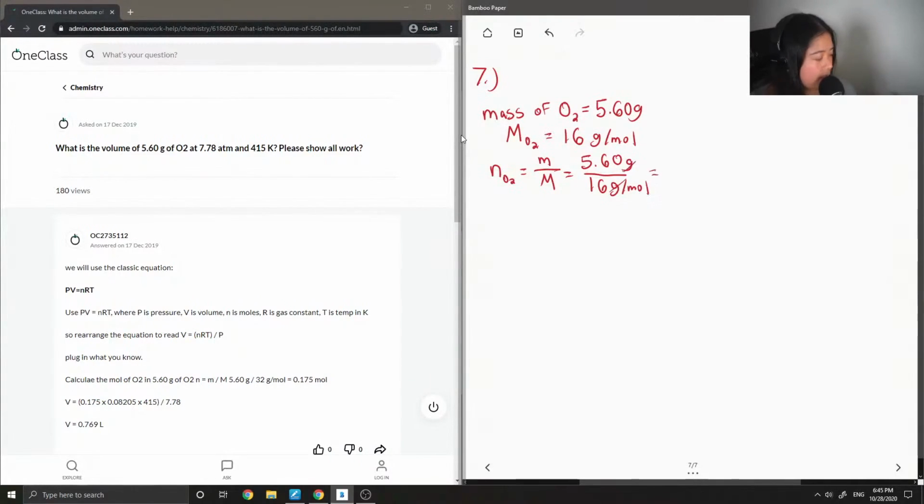Our grams cancel out, and the molar mass of O2 is not 16, it's 32, because there are 2 oxygens. Always double check your work. And you should end up with 0.175 moles of O2.